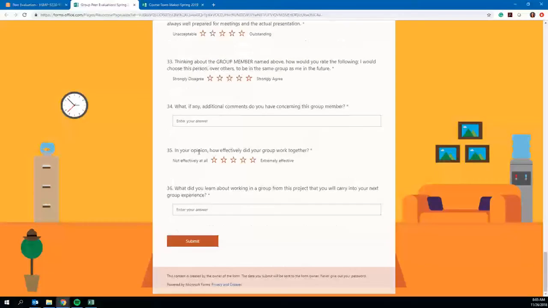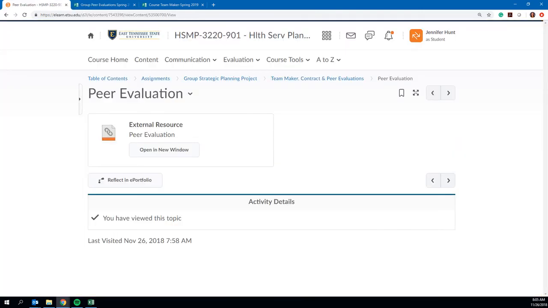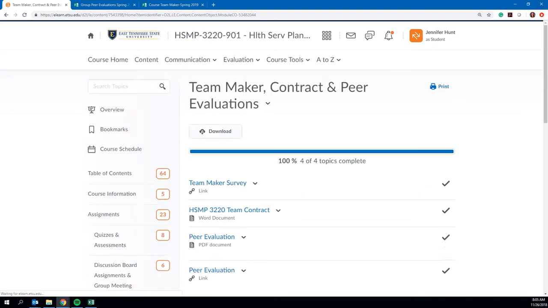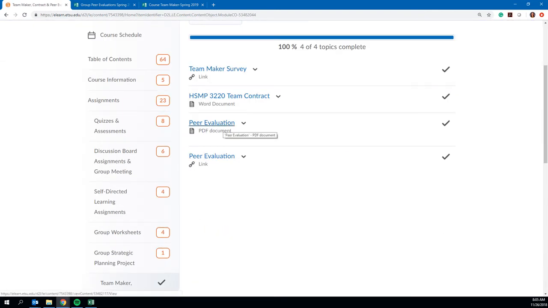Now, what you'll do at the very bottom, one of the last few questions that you'll be asked after you finish evaluating all of your group members is how effectively did you feel you worked together as a group? And then what did you learn about working in a group that you can carry into your next group experience or your future career? Again, I want to encourage you to go back and read this peer evaluation document that I put together, going over the benefits of peer evaluations and why they are important.